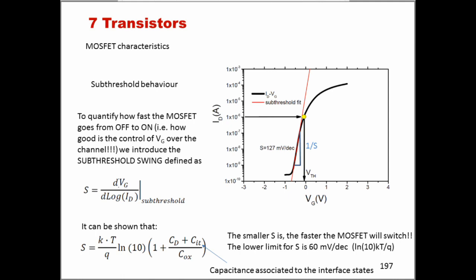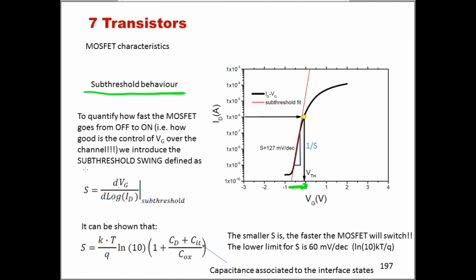Now, if we look in a bit more detail at what is happening in the subthreshold regime, we would like to quantify a bit more this subthreshold behavior that we just mentioned, where we have this exponential increase of the channel current as Vg approaches the threshold. So when we move Vg in this direction toward the threshold, the channel current increases exponentially. Can we quantify this behavior a bit better?